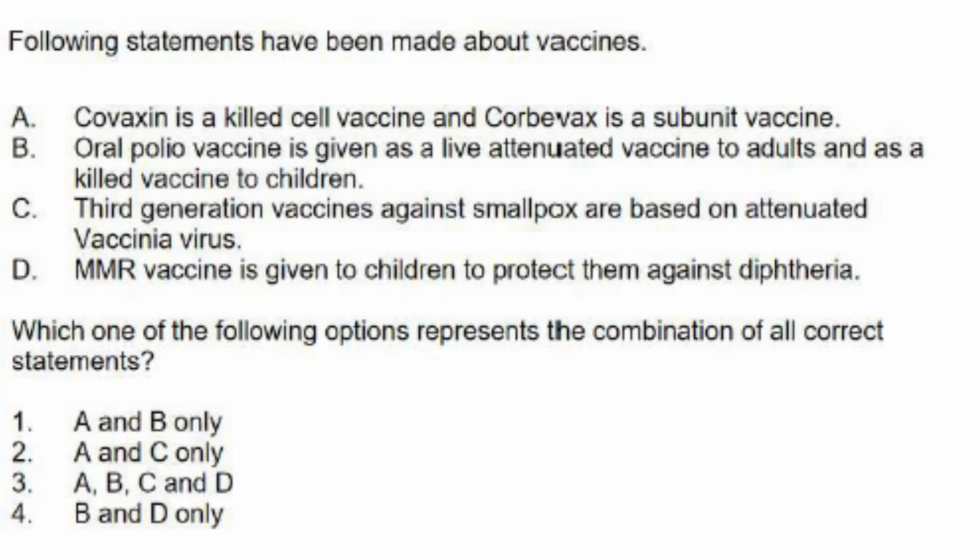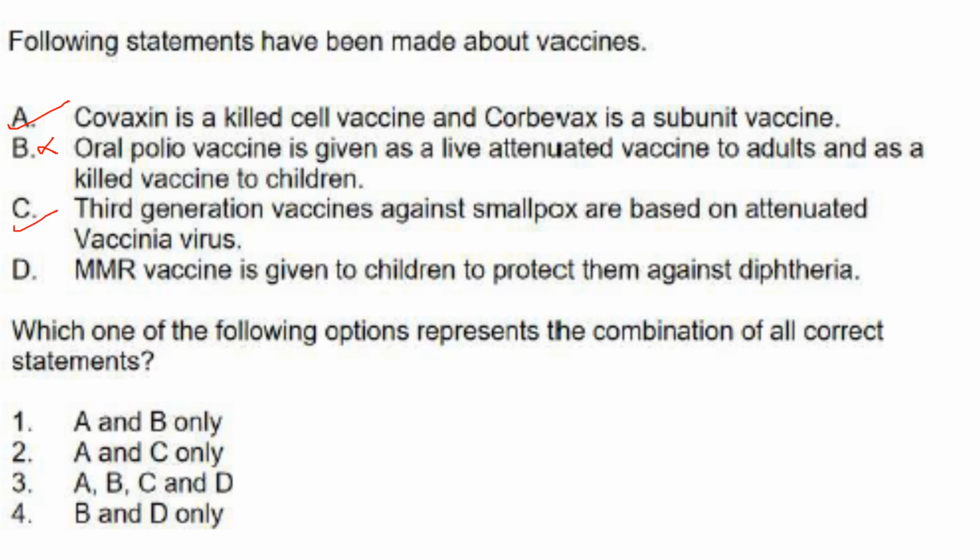Then the following statements are made about vaccine. Covaxin is killed cell vaccine and Corbevax is a subunit vaccine. That's correct. Oral polio vaccine is given as live attenuated vaccine to adult and as killed vaccine to children. No, to children also live attenuated is given. So B is incorrect.